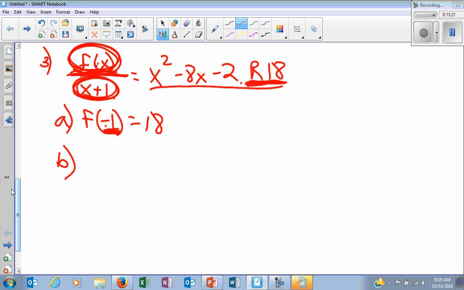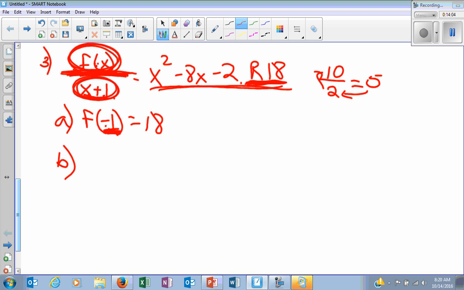How can I figure out what f of x is? We did this in class. What is 10 divided by 2? 5. Why? 2 times 5 equals 10. What does this say over here? f of x divided by x plus 1 equals all of this.